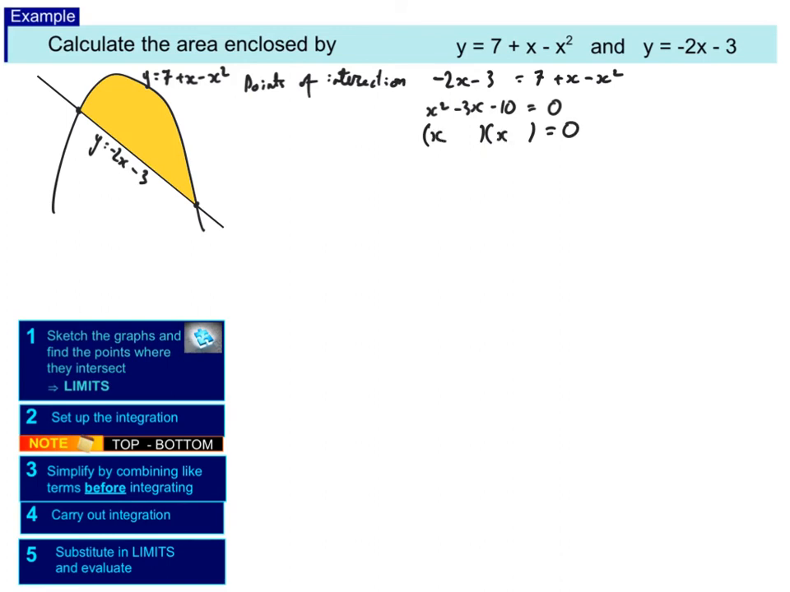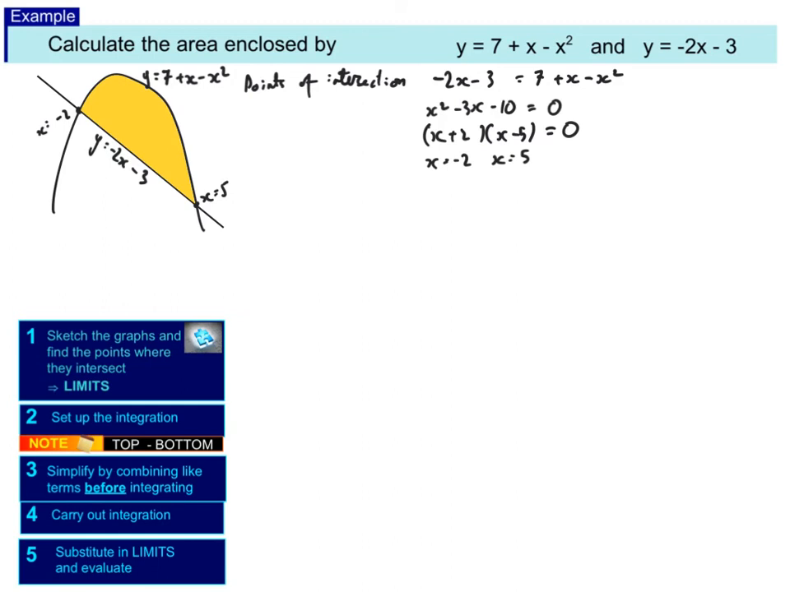x and x, negative 5, positive 2. So this tells me that x equals negative 2 is one of my limits, and x equals positive 5 is another one. So I'm just going to copy them across onto my diagram.